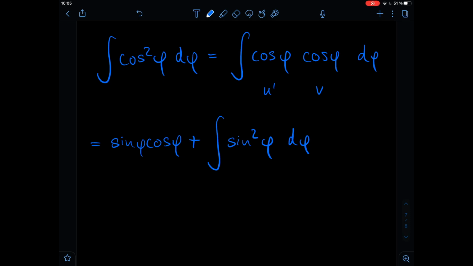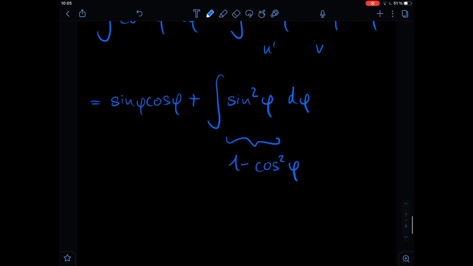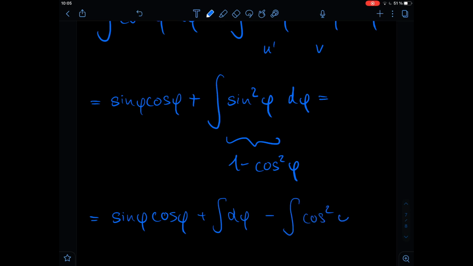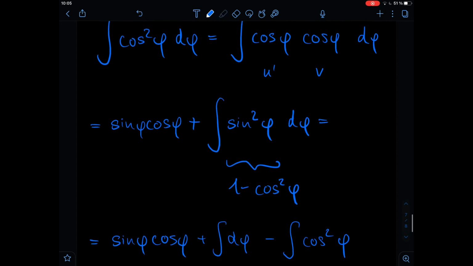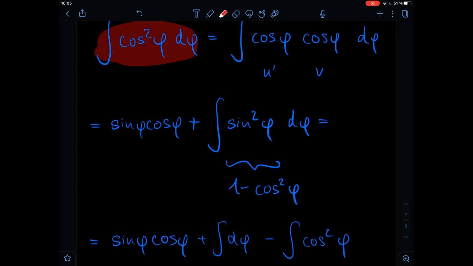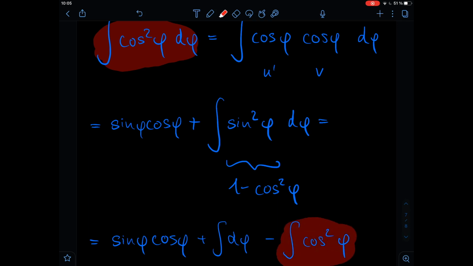Well, okay. You don't have to do that, because we know from our identity for cosine squared and sine squared that this is just 1 minus, not sine, I'm getting ahead of myself, 1 minus cosine squared of phi. So this whole expression here can be rewritten as sine phi cosine phi plus the integral of d phi minus the integral of cosine squared of phi. And now we're here. What is happening? We have the integral of cosine squared of phi d phi is equal to something minus the integral of cosine squared of phi d phi.